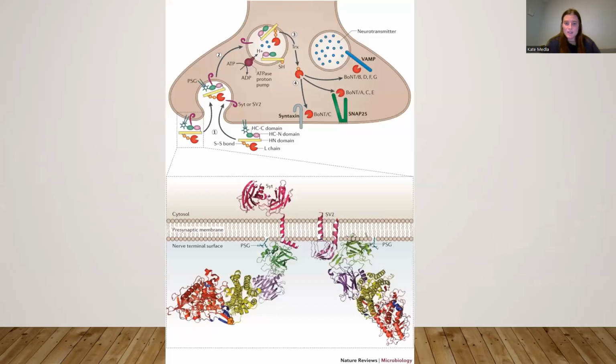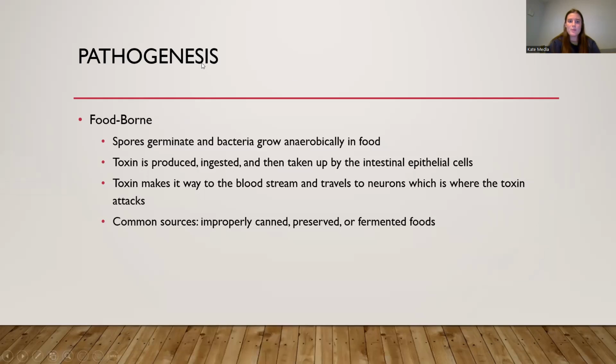Okay, and here's just an image. So here we see that heavy chain binding to that membrane, the light chain being released into the cytosol, and then we see as the toxin gets into that endocytic vesicle, it blocks the release of that neurotransmitter and therefore inhibits muscle contraction.